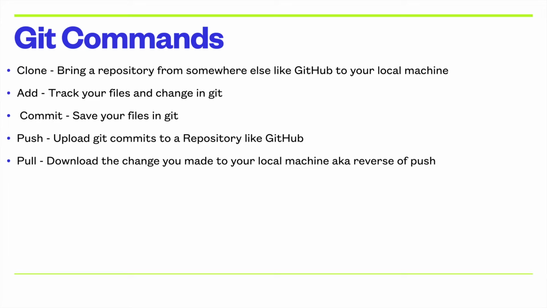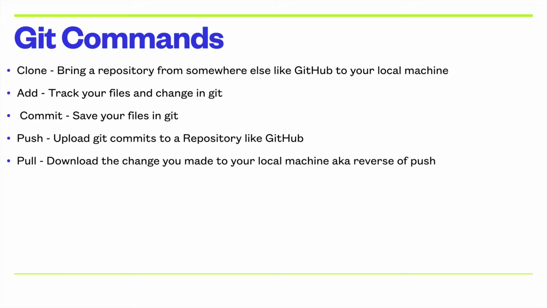Next thing is push. Push is to upload Git commits to a repository like GitHub. Now for example, you saved it, you saved the commit. Now we just discussed what is commit. So we saved a file, and that file you need to upload to your GitHub repository. How can we do that? So for that we are going to use push.